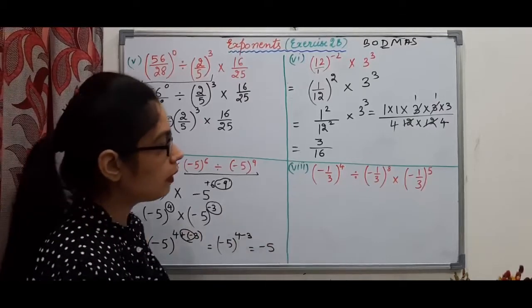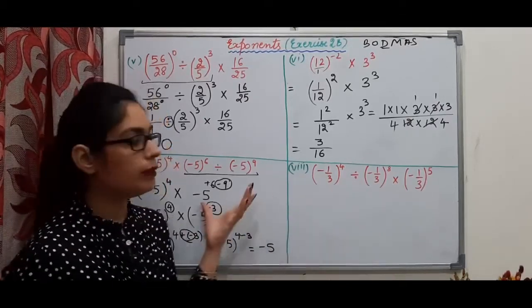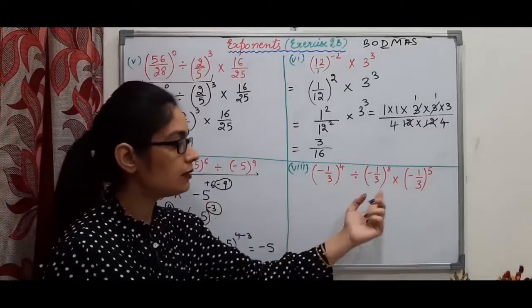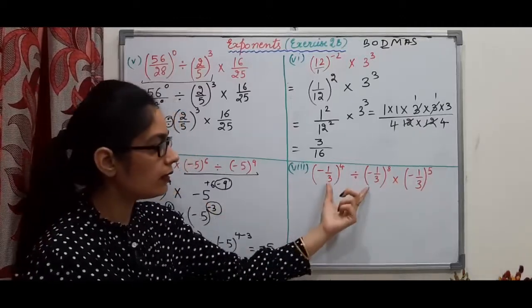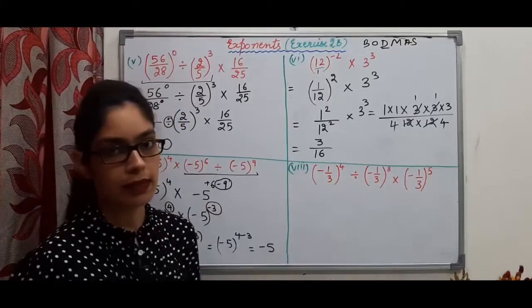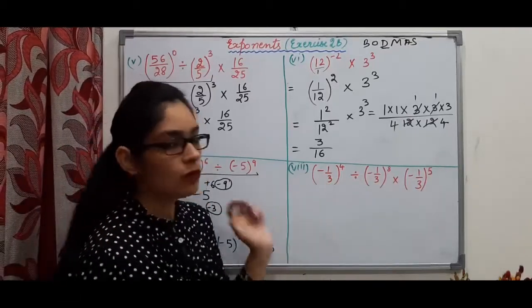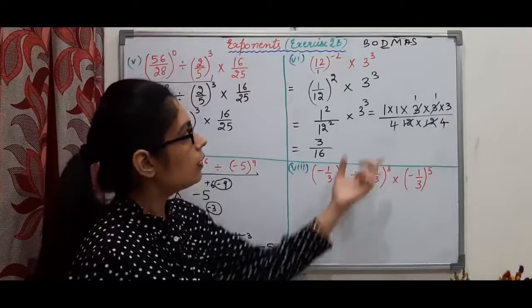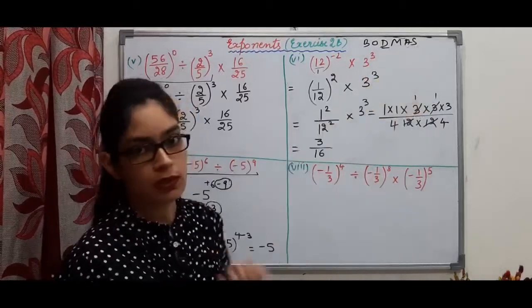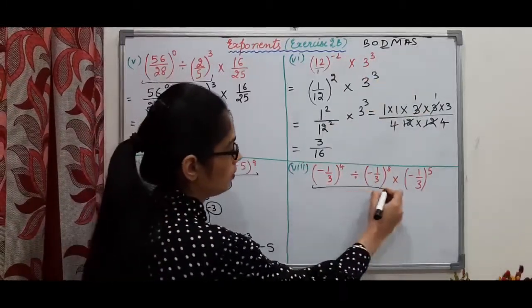Let us do this one now. See, this one is just similar to this. All the bases are the same. Here they are getting divided and here they are getting multiplied. So first we have to choose which two we can solve. See, according to BODMAS, division. So we will solve these two first.